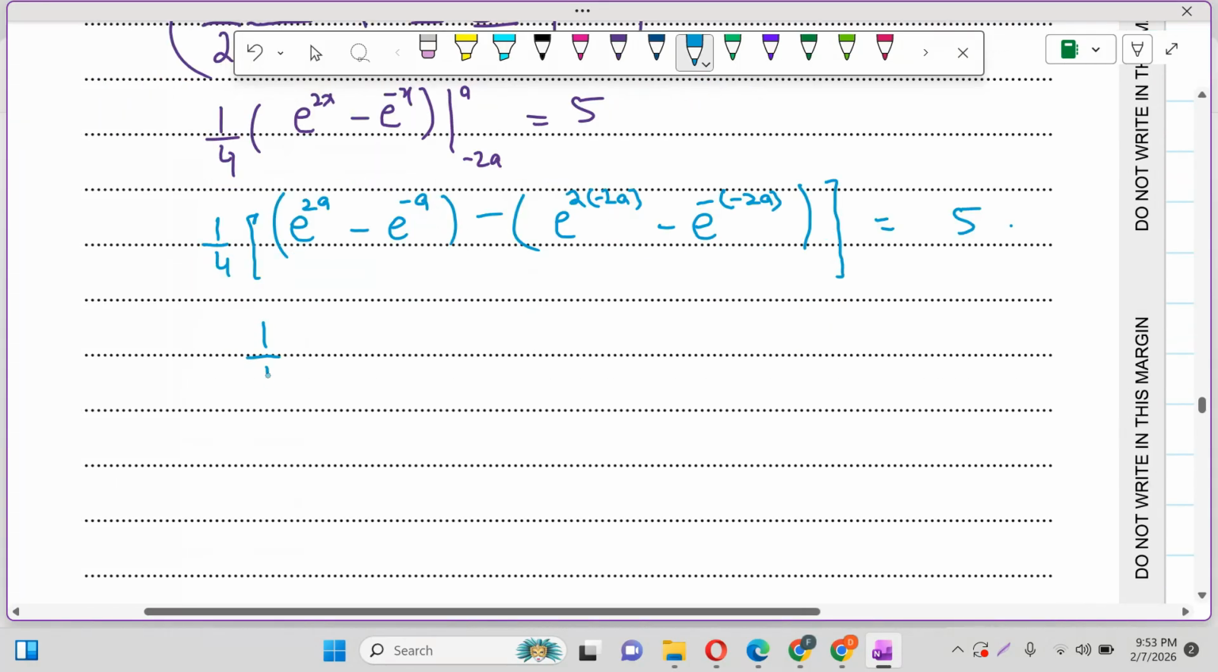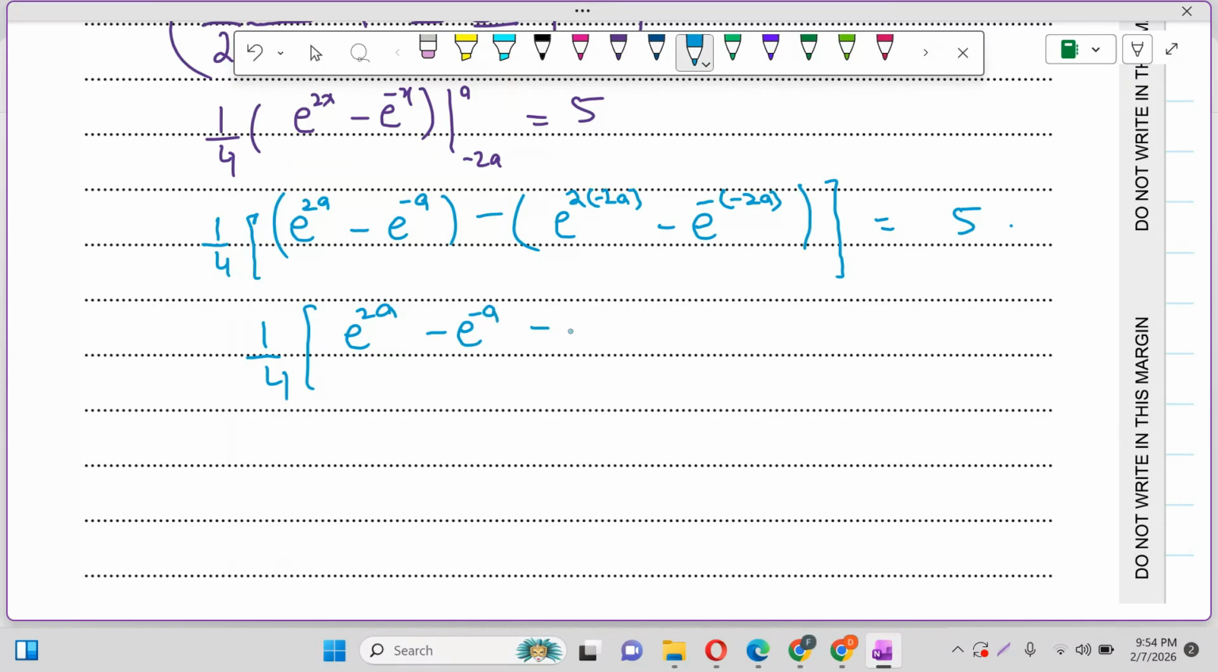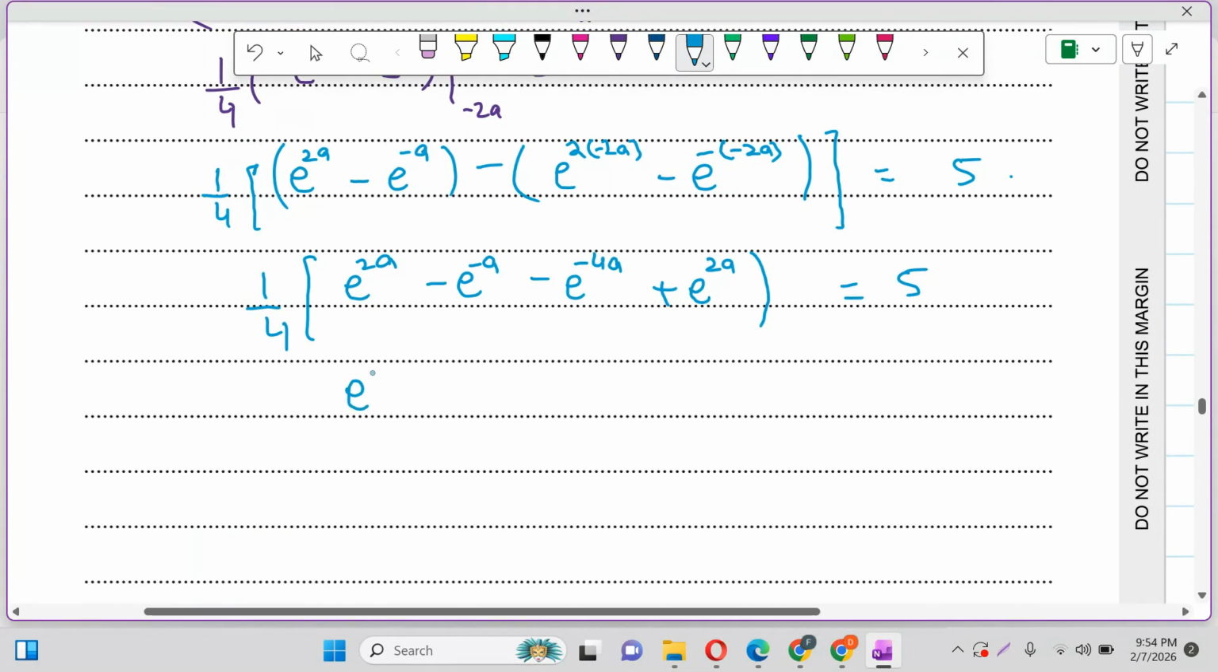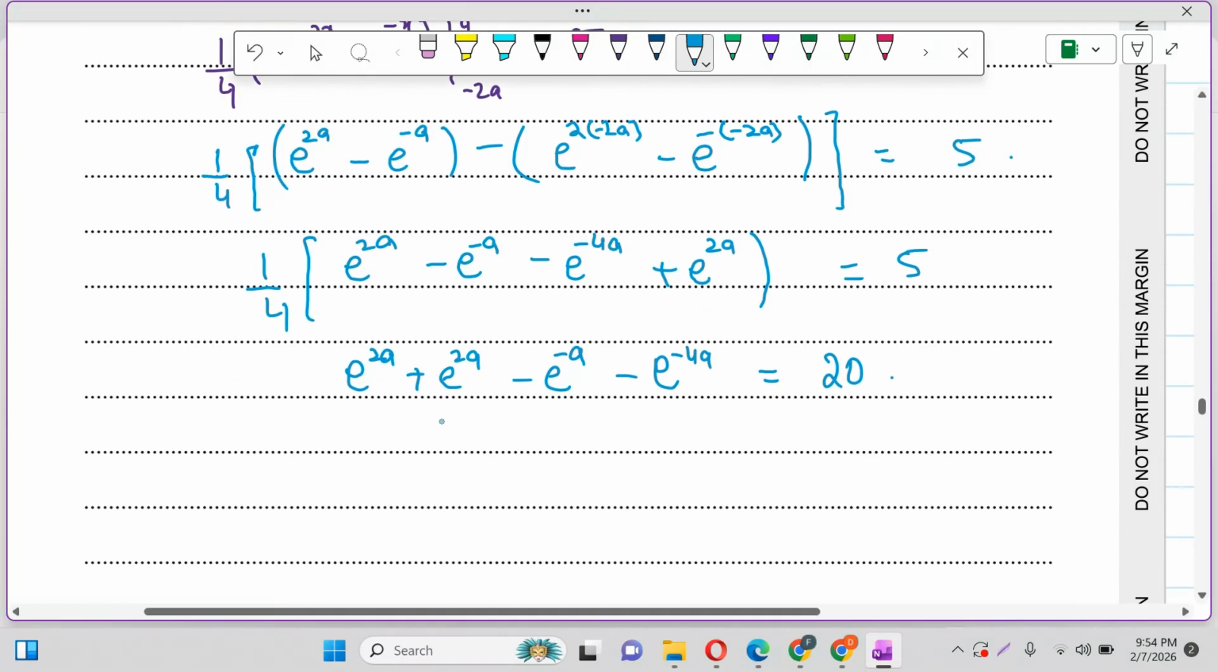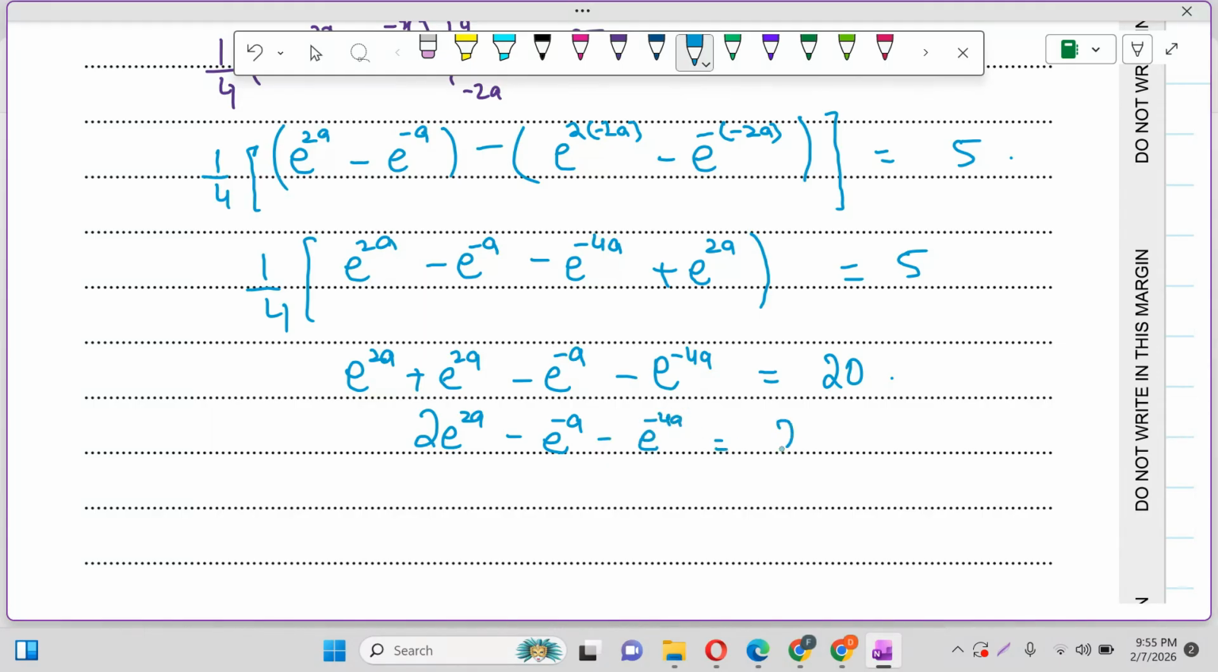1 over 4 times exponential of 2a minus exponential of negative a minus exponential of negative 4a, plus exponential of 2a, and this is equal to 5. Exponential of 2a plus exponential of 2a minus exponential of negative a minus exponential of negative 4a equals 20, and this is equal to 2 exponential of 2a minus exponential of negative a minus exponential of negative 4a, which is equal to 20.